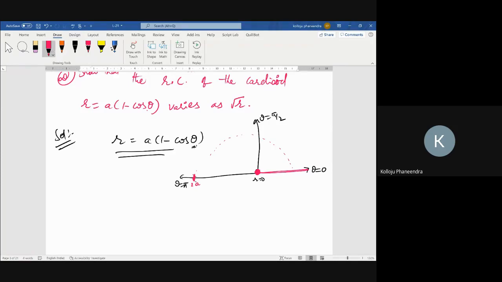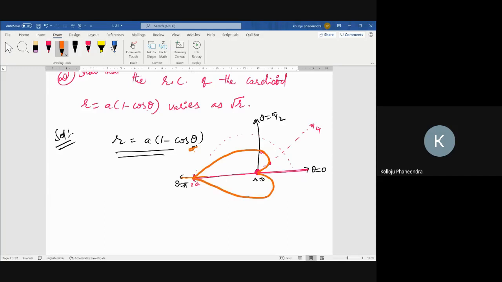And one more point: when theta equal to pi by 2, what is the value? a. See, this much distance is 2a, so a means somewhere here, right? And when theta equal to pi by 4, the value may be somewhere here. Then join all these points, just roughly, and you will get a figure like this. And as I said, if I replace theta by minus theta, the curve remains unchanged, so it is symmetric about the initial line. So nothing but a mirror. So what is the shape below? It's also like this.